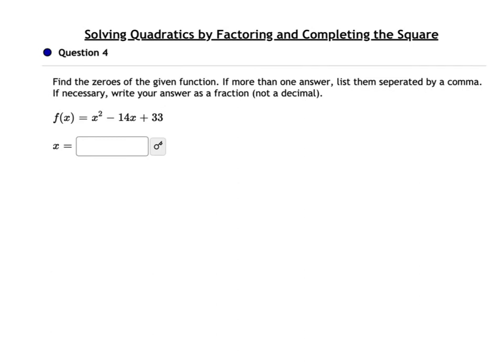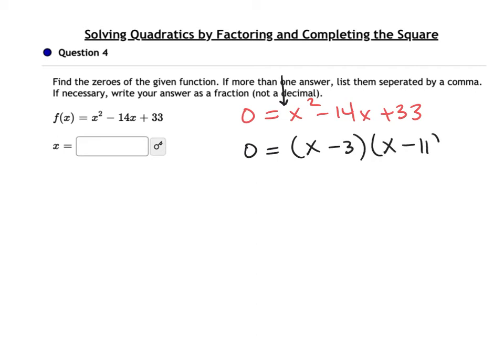Find the zeros of this function. Question 4. 0 equals x squared minus 14x plus 33. Are there any factors of 33 that add to 14? We can do that because there's just a 1 in front. How about 3 and 11? 0 equals x minus 3 times x minus 11. Note that -3x and -11x make -14 when you FOIL, and -3 times -11 is positive 33. The answers are what values of x you plug in that make 0, 3, and 11.